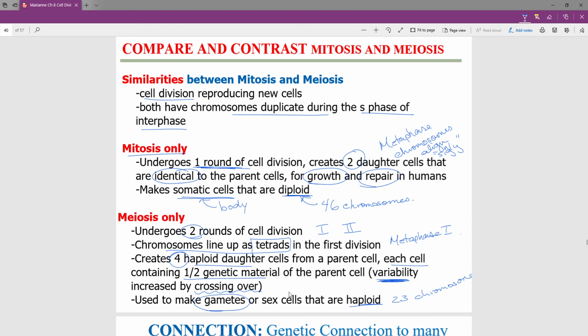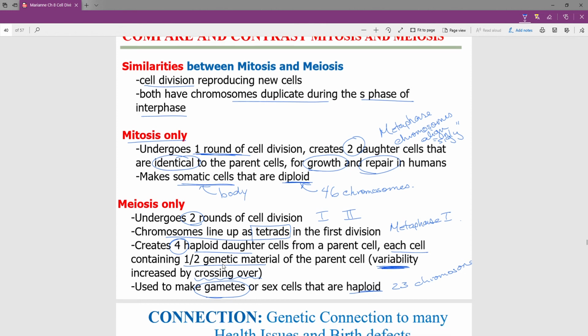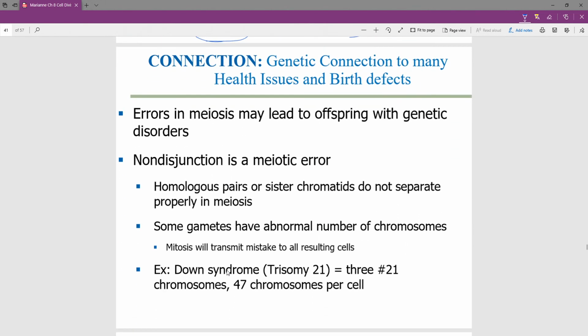All right, so a few connections with this stuff, and then hopefully we'll transition into the genetics and you can understand that a little bit better because of this. So connection, there's so many things that can be wrong in this process of meiosis. So errors in meiosis can lead to genetic differences in us. Non-disjunction is the first one.